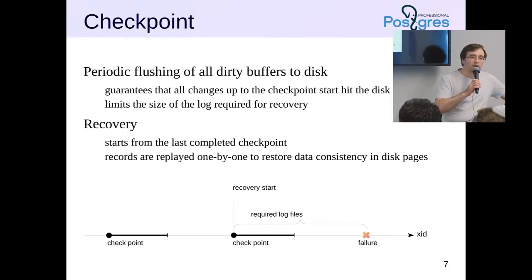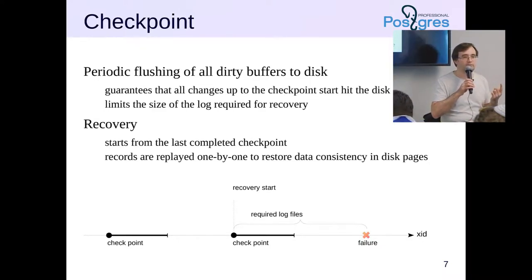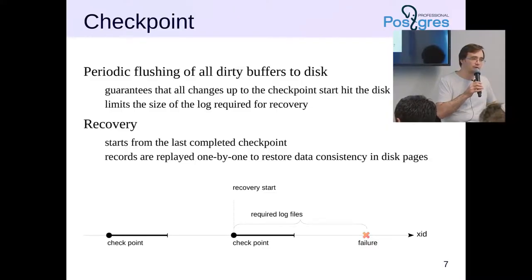checkpointer process which periodically flushes all changed buffers to disk. This takes some time. A checkpoint is not actually a point, it has some length. After a checkpoint is completed, we are guaranteed that all data pages which were dirty at the time when the checkpoint began are written to disk. So in case of failure we need WAL records starting from the latest checkpoint start. For example, if here we have a failure, we don't need all records that were before the latest completed checkpoint, we need only these log files.